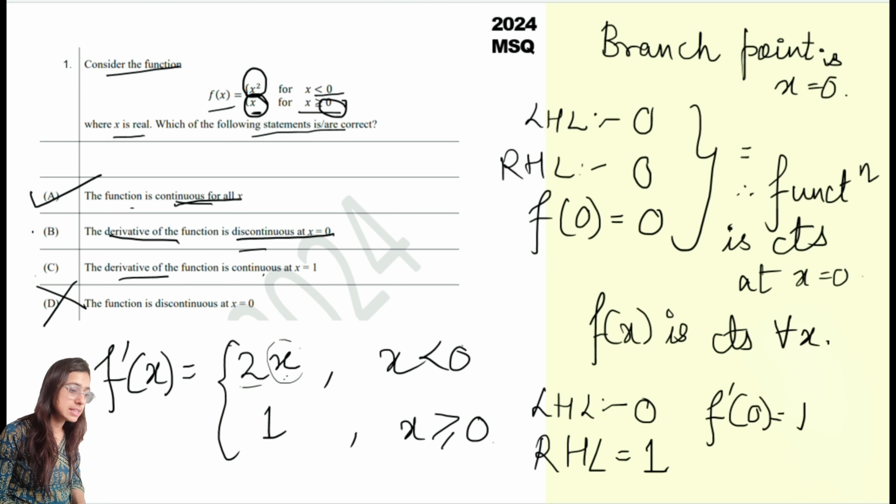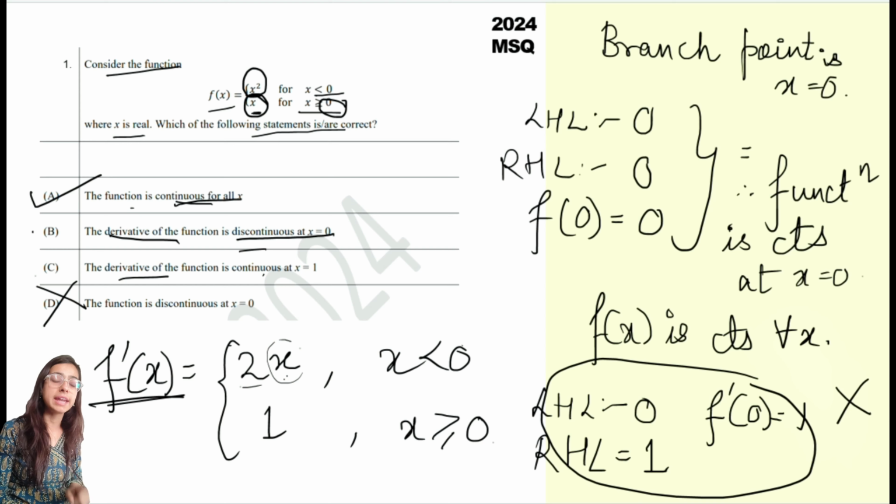As you can see, these three things are not equal. Therefore, f dash of x is discontinuous at x equals 0. You cannot say that this is discontinuous for all x. They may be continuous for all the other x, but not at the branch point. तो यहाँ पर ये वही केस है that the derivative of the function is discontinuous at x equals 0. But बाकी हर point पर ये continuous होगा.